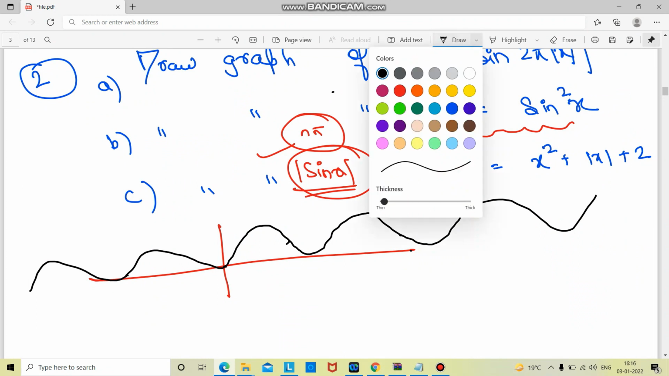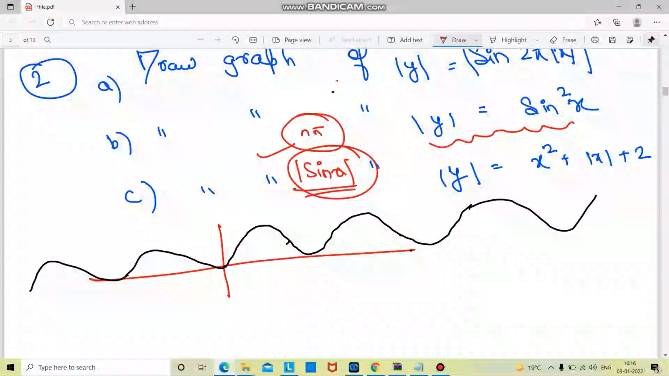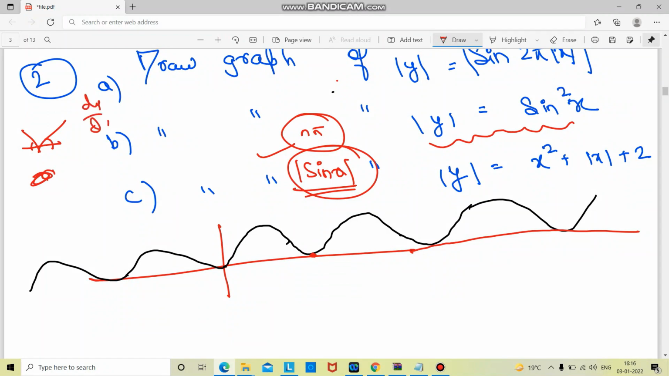It would be like this. We will extend this. The derivative of sine squared x at this point is 0. But in the case of mod sin x, differentiability is not possible. It becomes like this. dy by dx has two different values. So it is not differentiable at that point for mod sin x. But for sin squared x, it is differentiable.